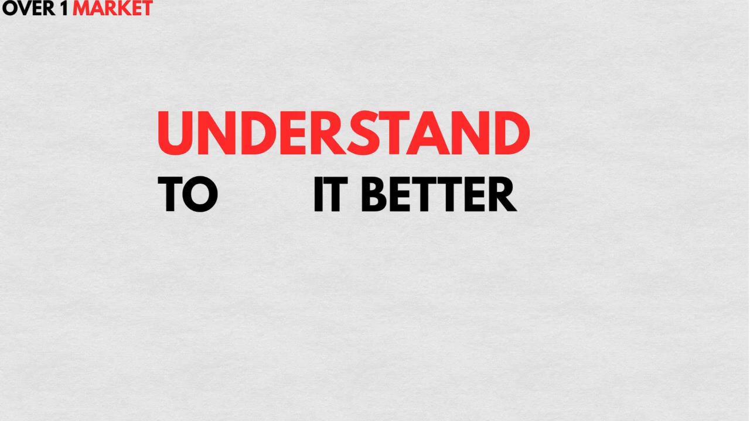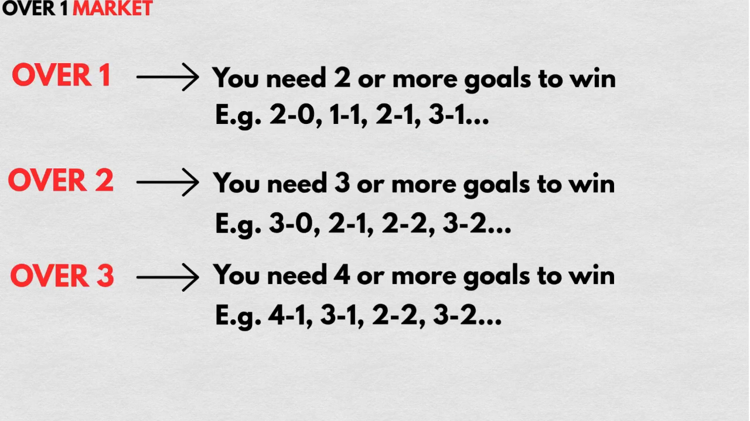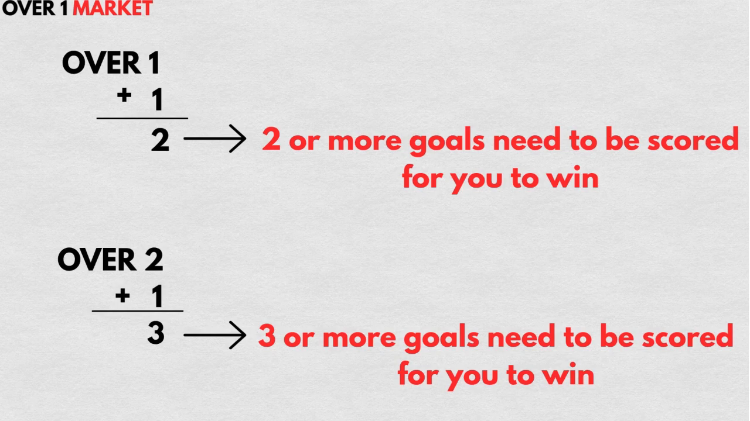To understand it better, think of it like this. For over 1, you need 2 goals to win. For over 2, you need 3 goals to win. For over 3, you need 4 goals to win. Now if you notice, there's another pattern here. Just by adding 1 to the original market option, you get the required goals you need for your ticket to win.